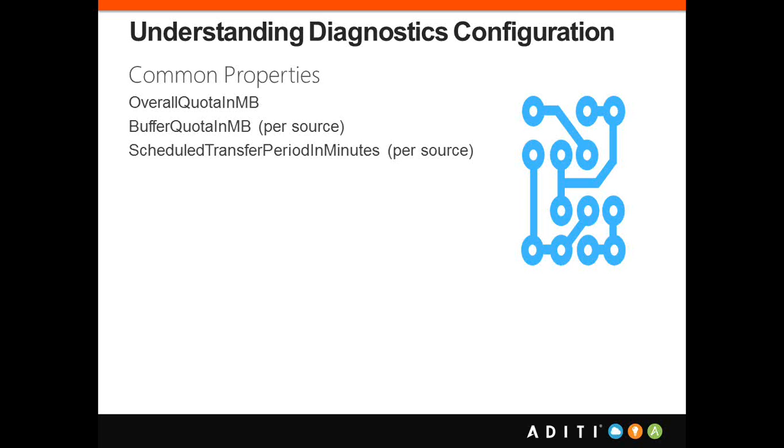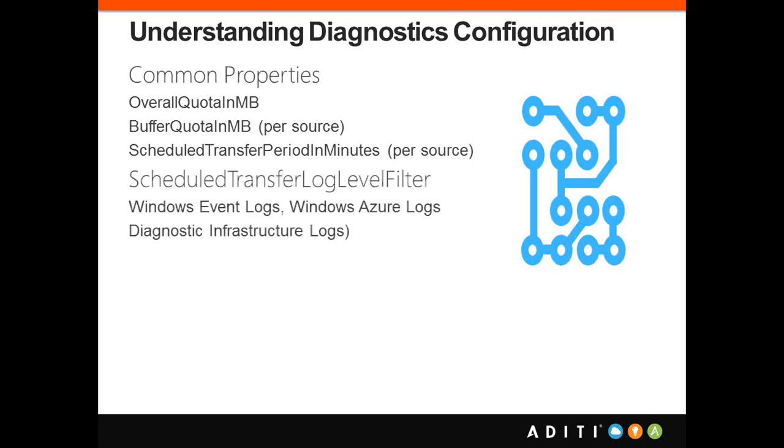And there could be buffer quota in MB. This is per source for event logs, for directories, for files, etc. So we have to do that independently. And then schedule transfer period in minutes, or you can just use that in seconds also. Then log level filter, which we have already seen.